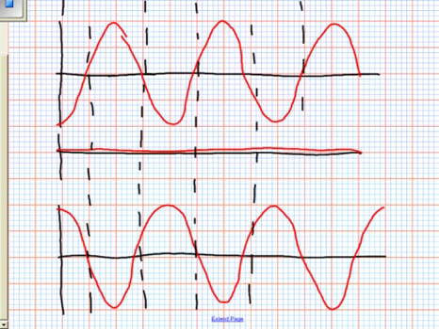The spots that never move are called nodes. So we have 1, 2, 3, 4, 5 nodes here in this picture. The spots that never move are called the nodes.